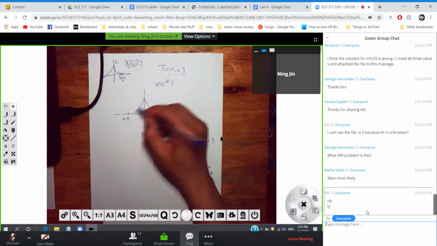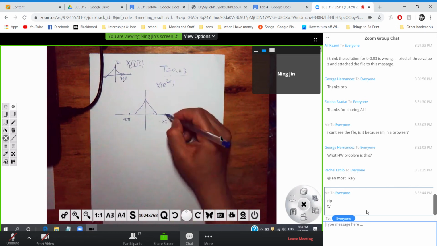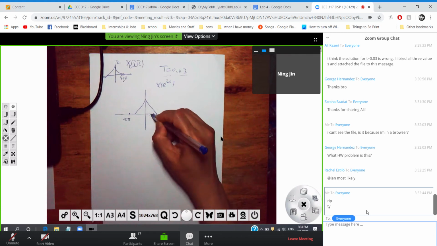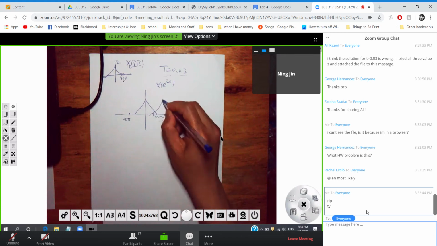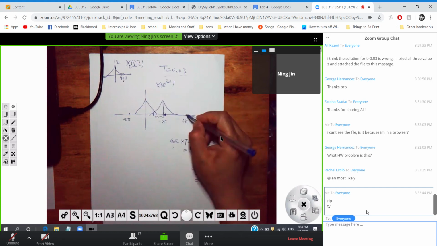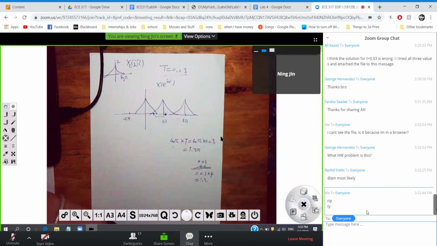Looks like this. And then at the 2 pi, you have a copy. This is 1. So this distance is 1 and 1.2 will be it. So it looks like this. And here at 4 pi, we have another peak. Right? So it looks like this. Got it?